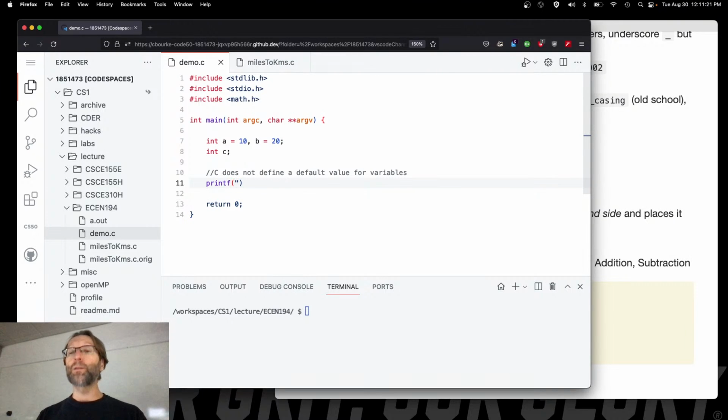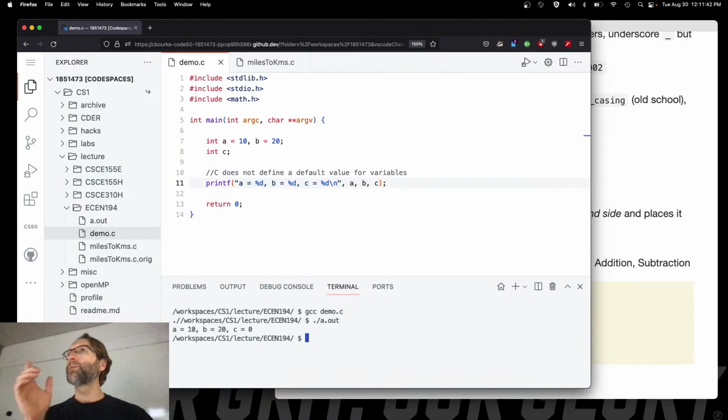If I print all of these variables out, what is my placeholder for an integer in printf? Percent %d. B is equal to %d, C is equal to %d, and the line. There we go. And we'll print A, B, and C. And I will compile this and run it. 10, 20, 0. So 0 is not the default value.